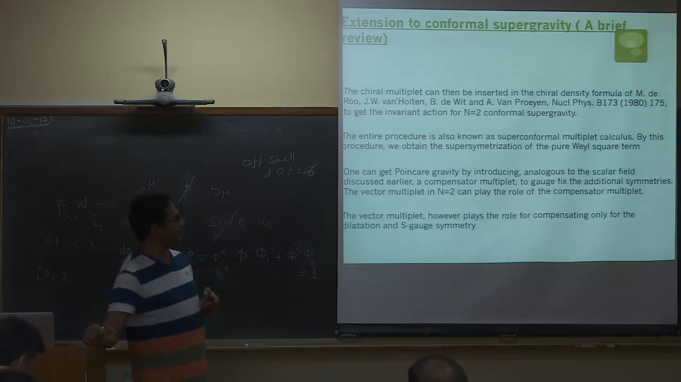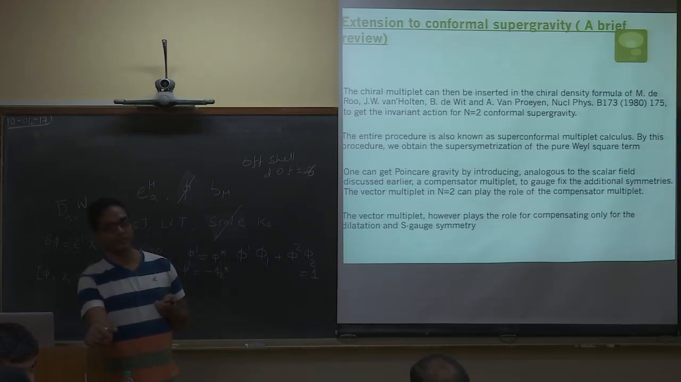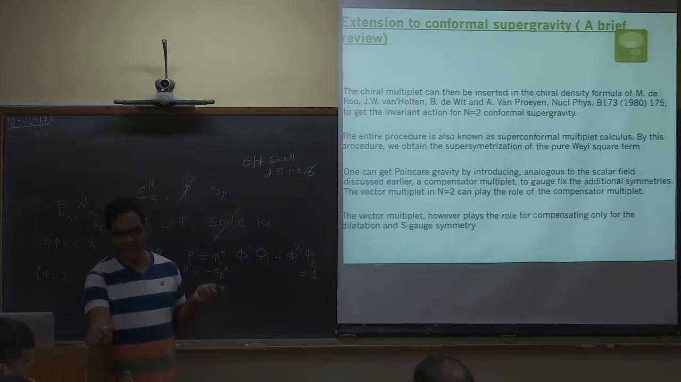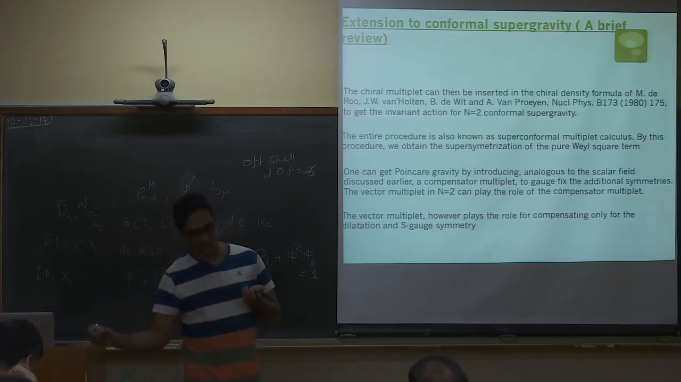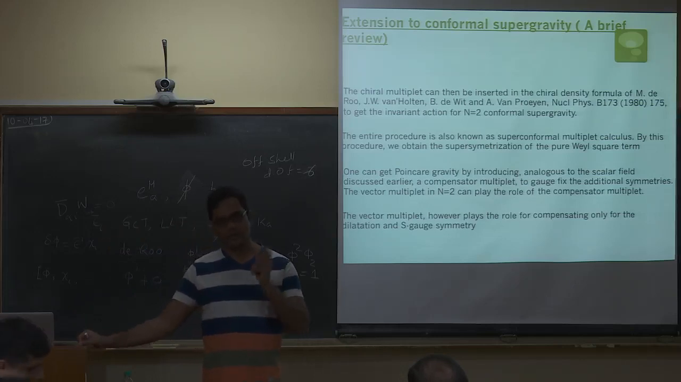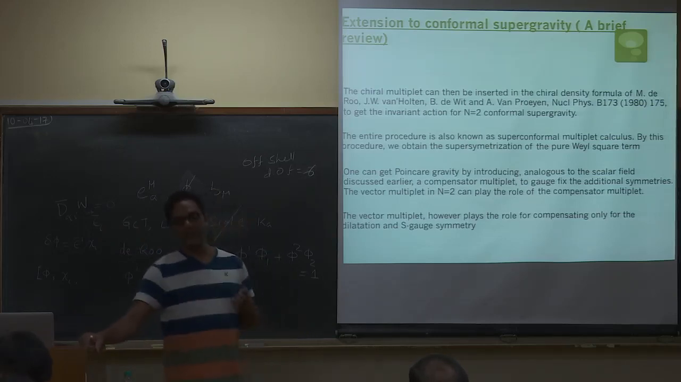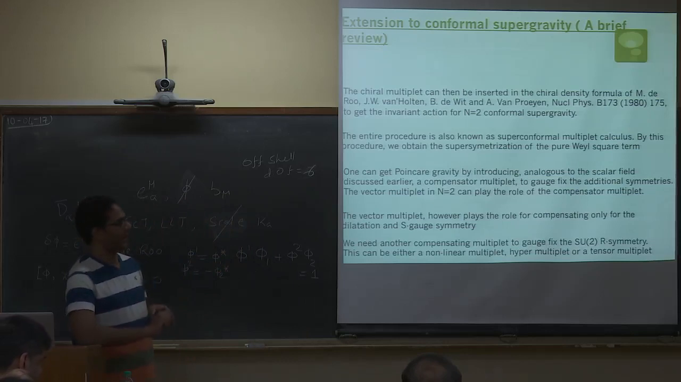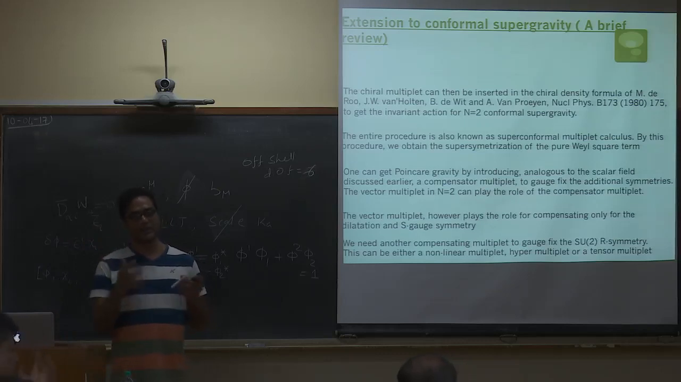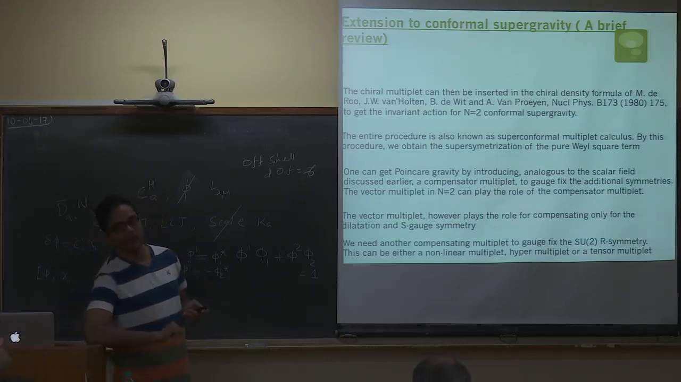This vector multiplet can compensate only for the dilatation and the S gauge symmetry. So there is S supersymmetry and the scale symmetry. The vector multiplet has fields which can compensate for only this dilatation and the S gauge symmetry, but it will not compensate for the SU(2) R symmetry. If you want your Poincare gravity to have the SU(2) R symmetry also, then it is fine. But if you want to obtain Poincare gravity where the SU(2) R symmetry is also broken, you need to introduce another multiplet which will compensate for the SU(2) R symmetry, and that typically can be a hypermultiplet, a nonlinear multiplet, or a tensor multiplet. There are 3 multiplets which you can use to compensate for the SU(2) R symmetry.